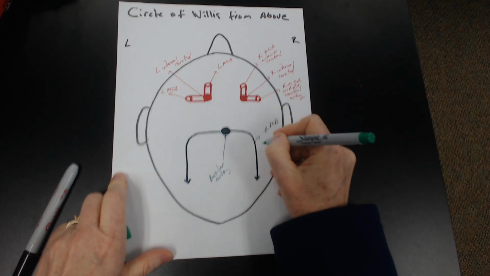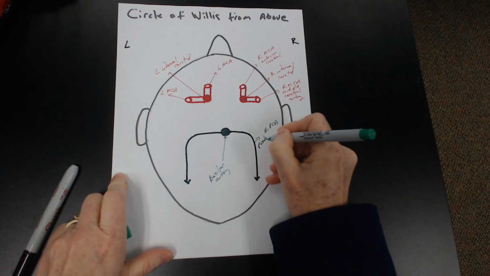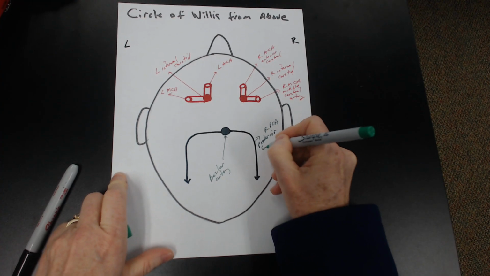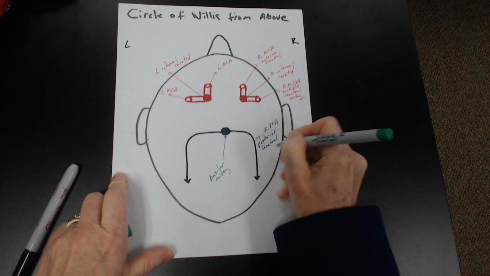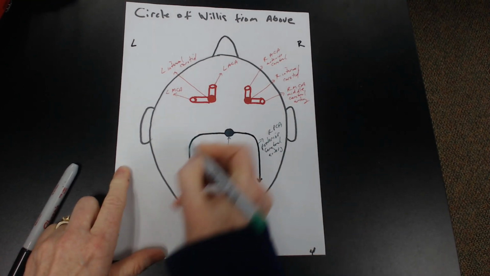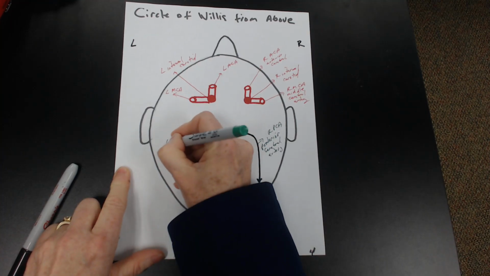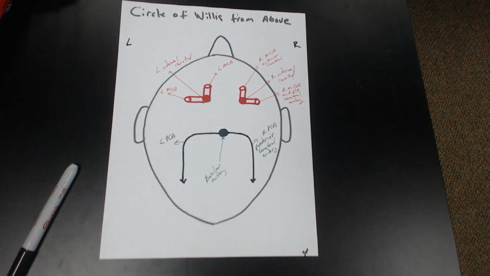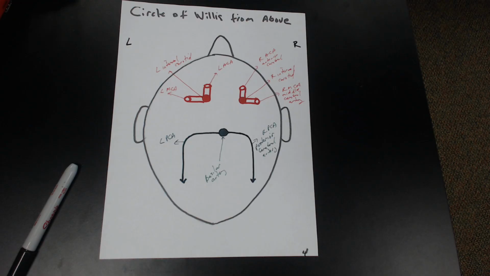This is going to be your right PCA. So your posterior cerebral artery, and then this is going to be your left PCA. Left and right posterior cerebral arteries.